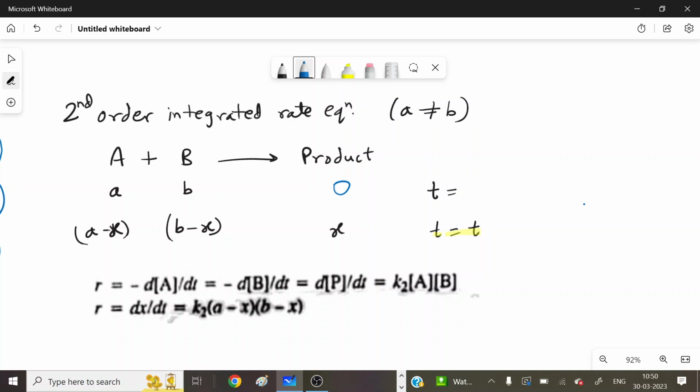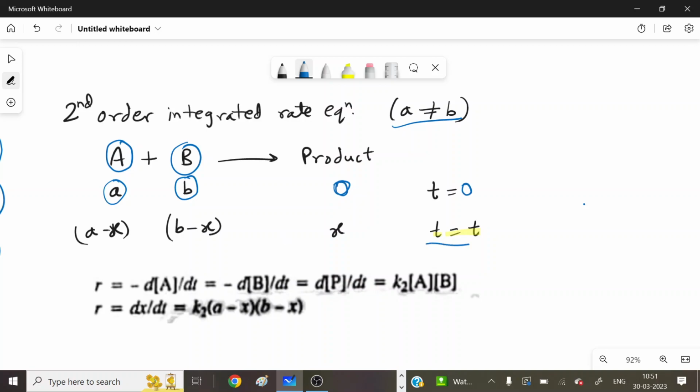Now, how to derive the second order integrated rate equation. First you have to write the reaction A plus B gives product. It means the reaction is started with different reactants and with different initial concentrations, so A is not equal to B. The initial concentration of reactant A is small a and that of reactant B is small b. The initial concentration of product is 0, that is at t equal to 0.